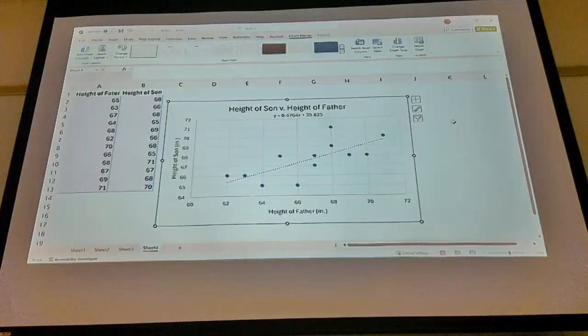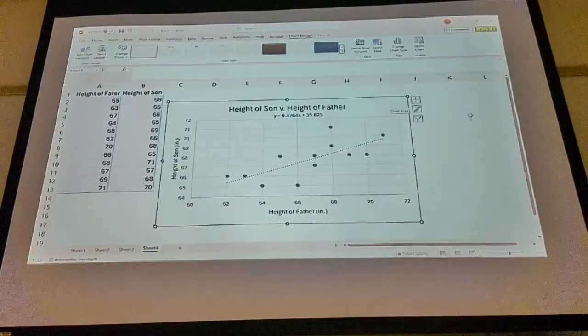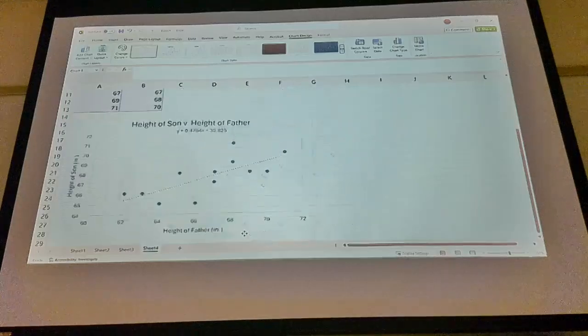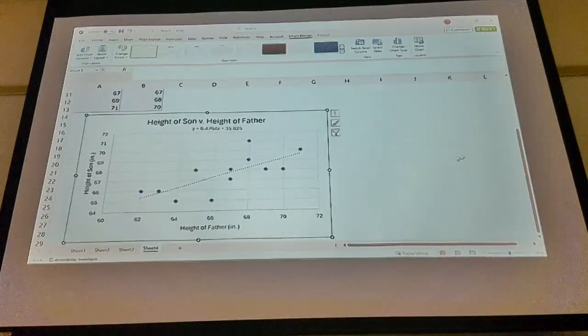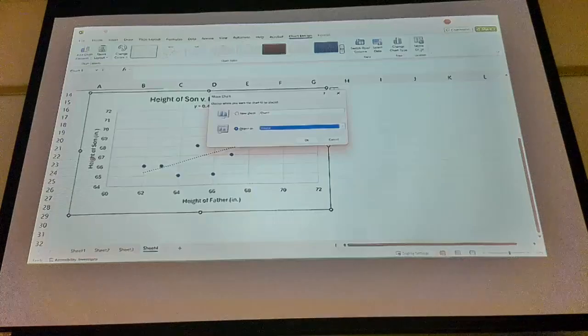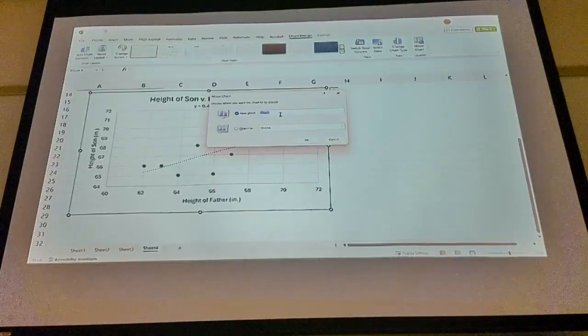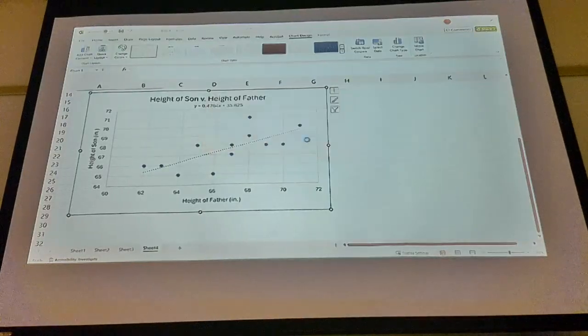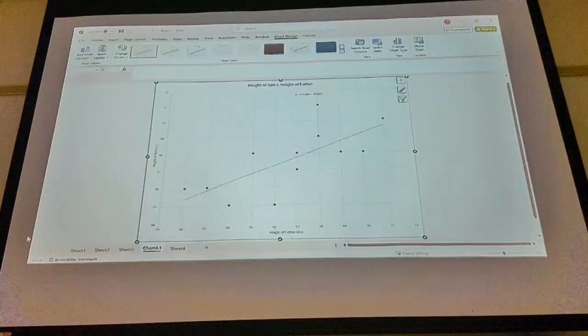So what I'm going to do is move this out of the way. Let's move that down here. What you can also do is chart design, move chart, and then you can create a new sheet for the chart. This is sheet 4, so I'm just going to call this chart 4.1. You can also do that, so you can keep your charts and your data separate.